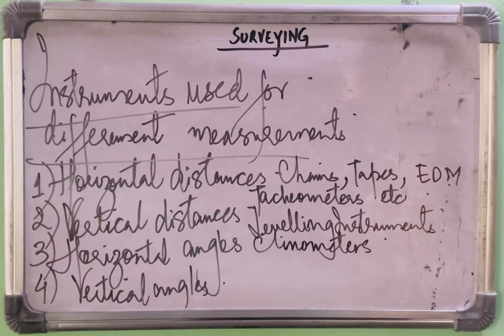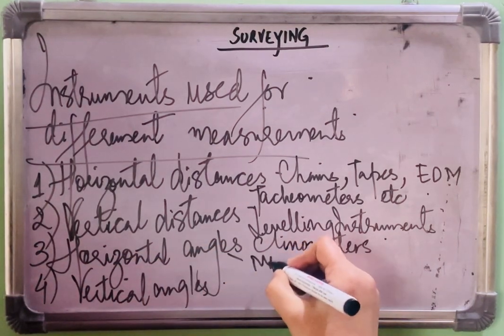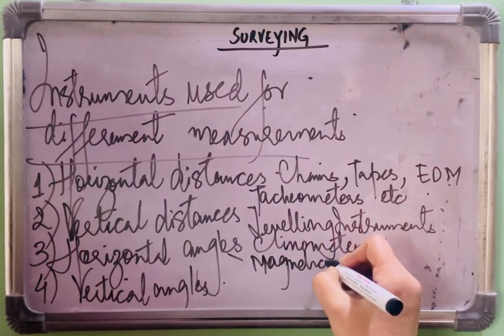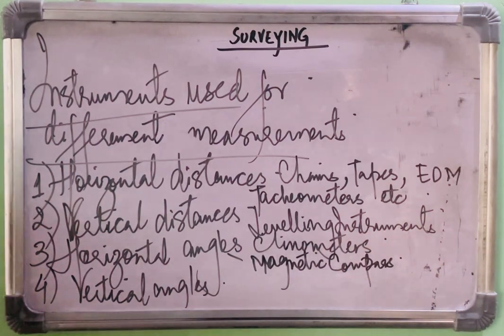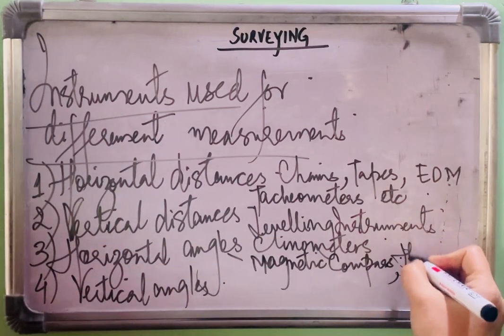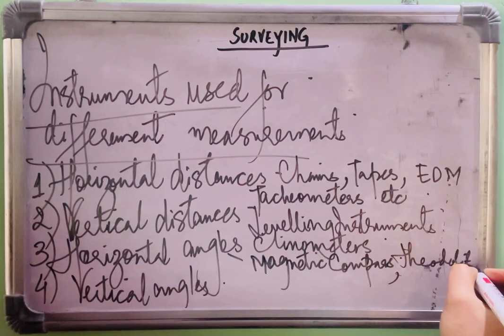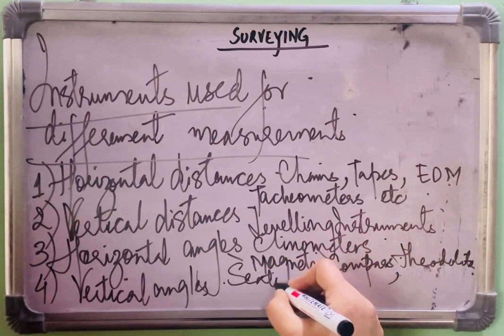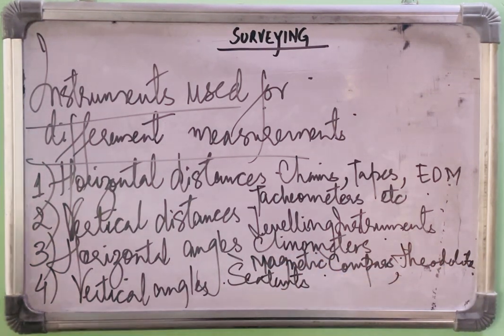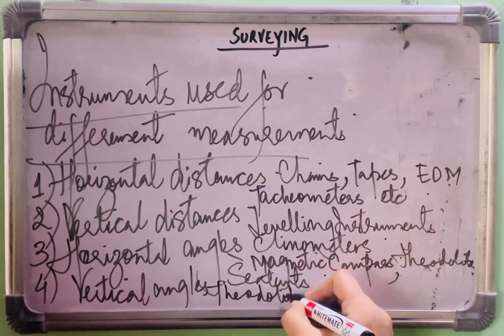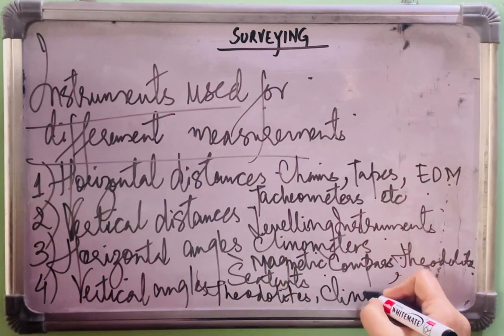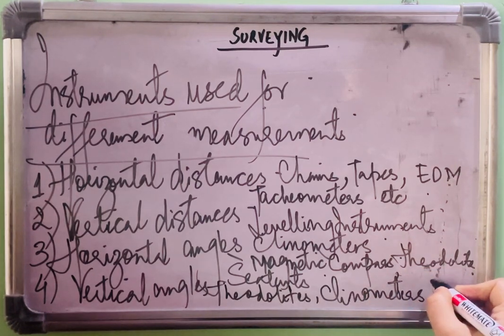Horizontal angles are measured by magnetic compass, theodolite, sextants, etc. And vertical angles are measured by theodolites, clinometers, and sextants, etc.